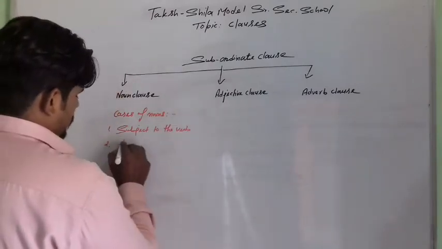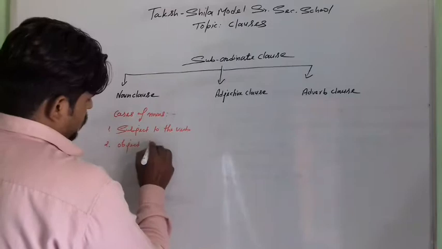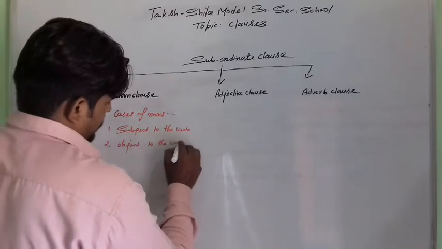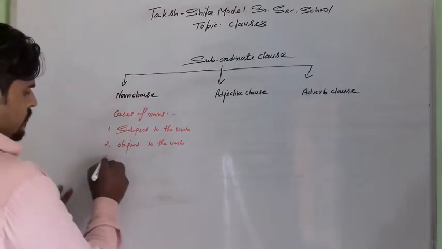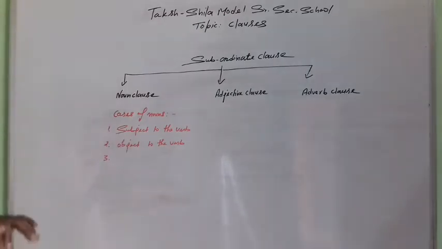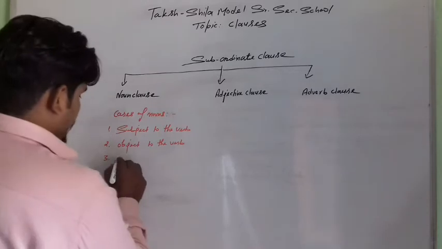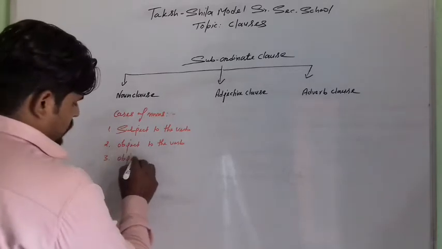A noun can also be used as object to the verb. And a noun can also be used as object to a preposition.